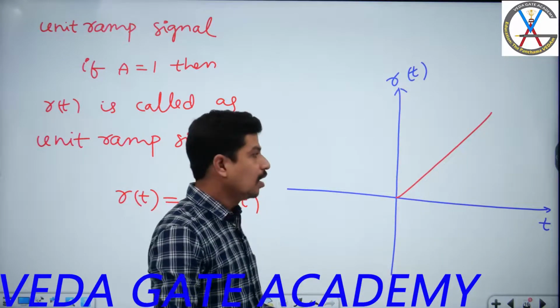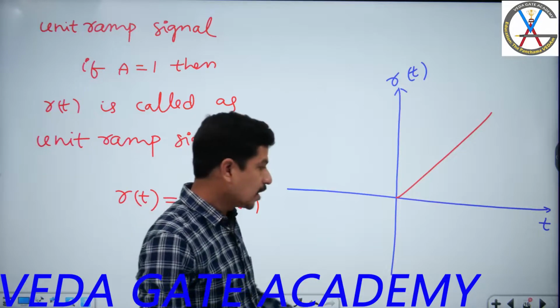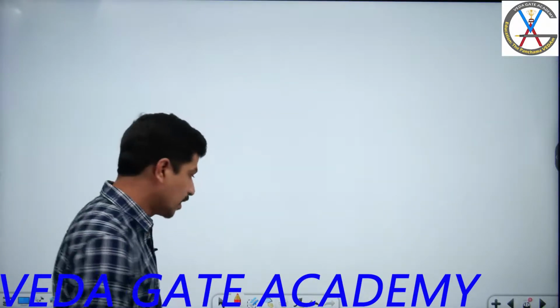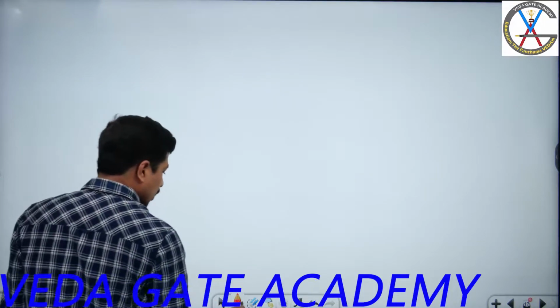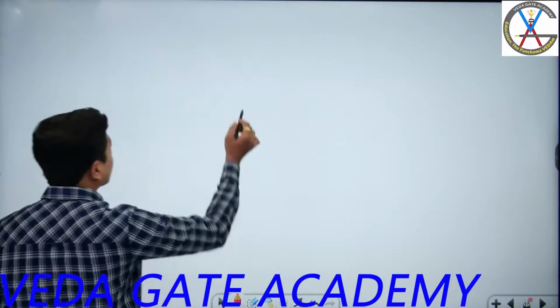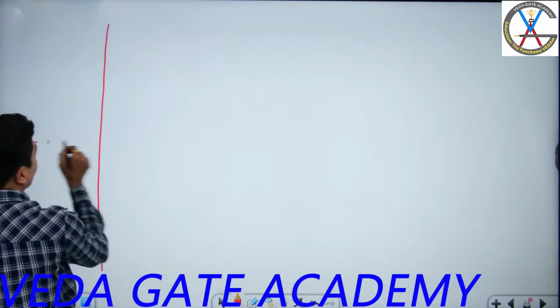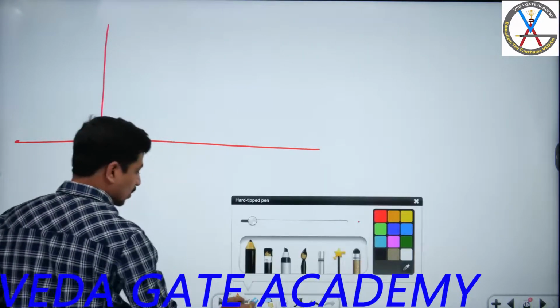This is the ramp signal. Now there are various methods to find slope. I will give you all the methods to find slope. Let me take the diagram once again here, and I will give the methods to find the slope.